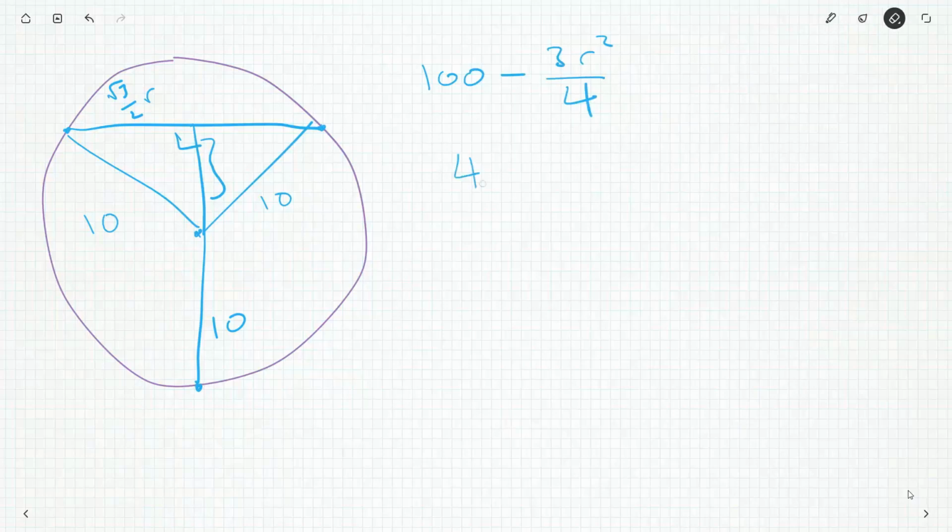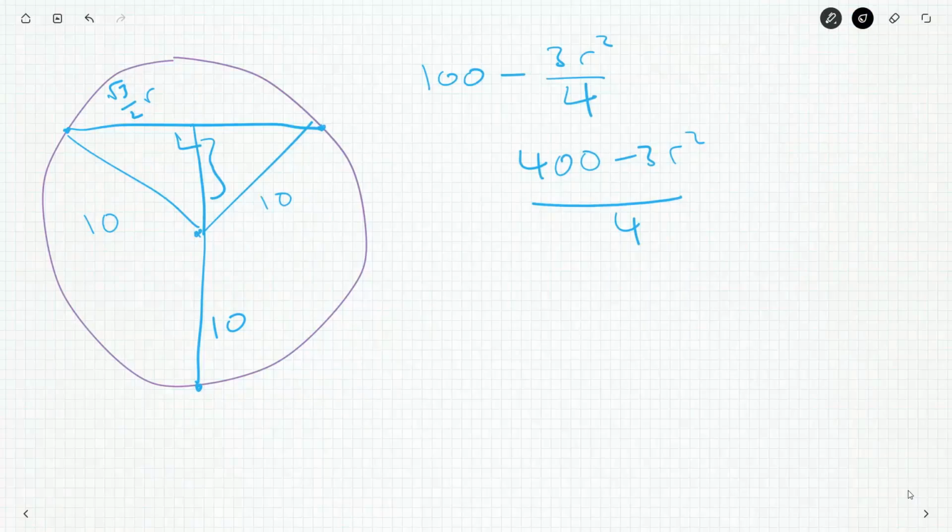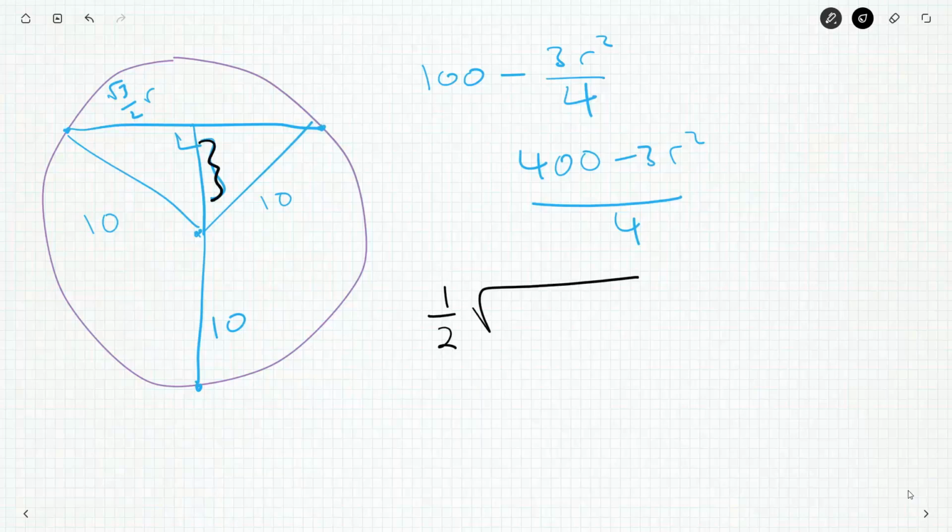So 400 minus 3r squared over 4, I guess, and then if we square root it, it's going to be something unpleasant, I'm sure. But this distance here is going to be 1/2 root 400 minus 3r squared. Which seems a little ridiculous. Although, I guess I don't know what r is, to be honest.